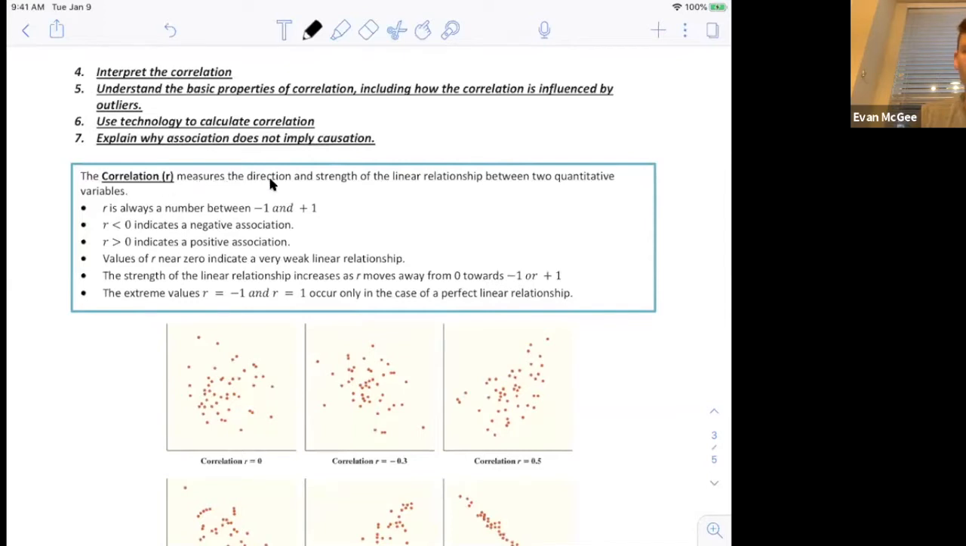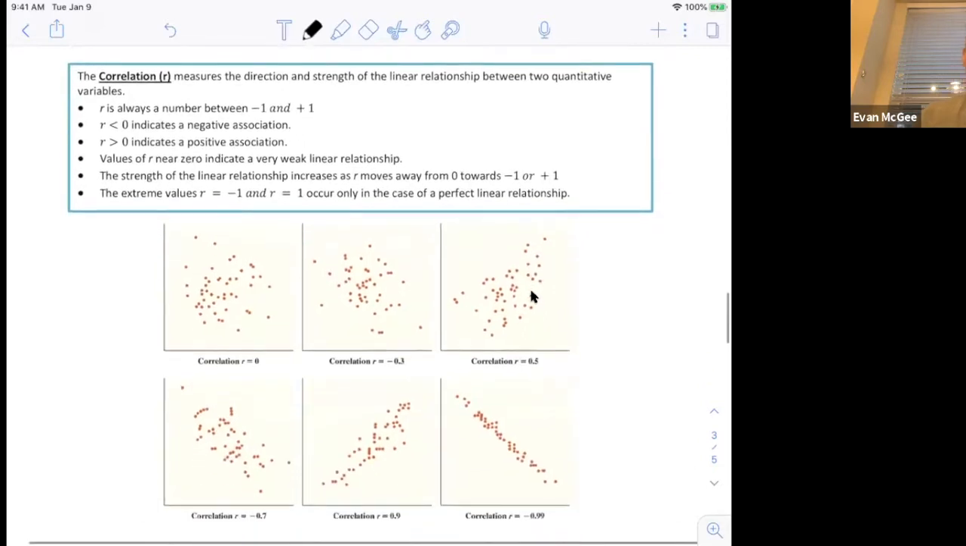So correlation, what is it? It measures the direction and strength of the linear relationship between two quantitative variables. It is always a number between -1 and +1. If it's negative, then it indicates that the association is negative, and R is our symbol for correlation. So if R is greater than 0, it has a positive association. The weakest a correlation can be is 0. The strongest a correlation can be is -1 or +1. If the correlation is 1 or -1, then these are going to be perfectly linear relationships.